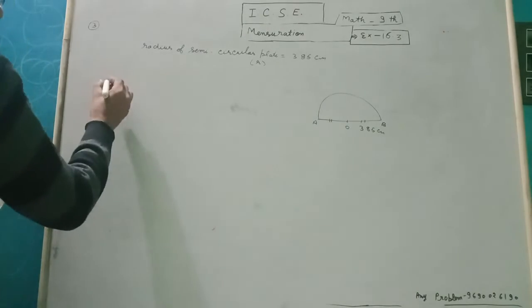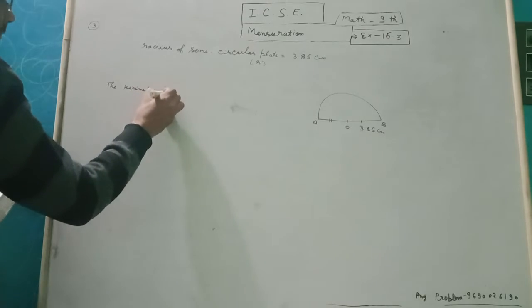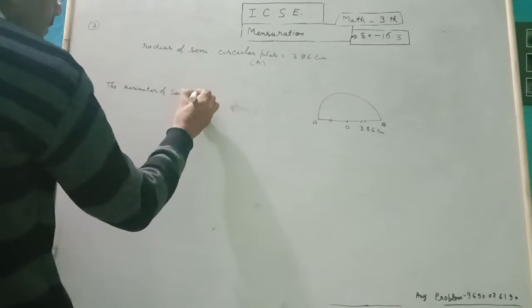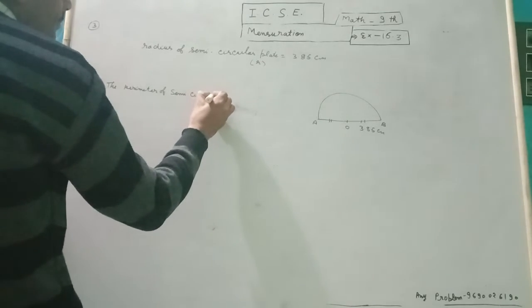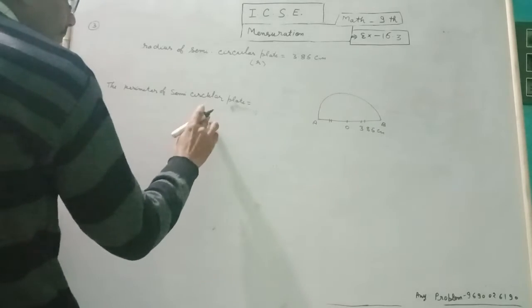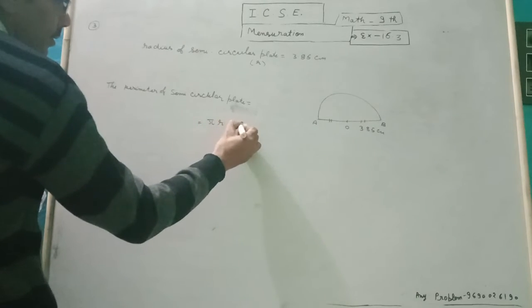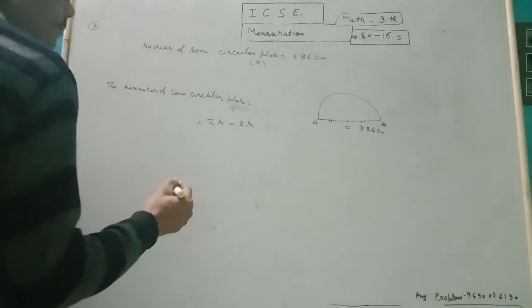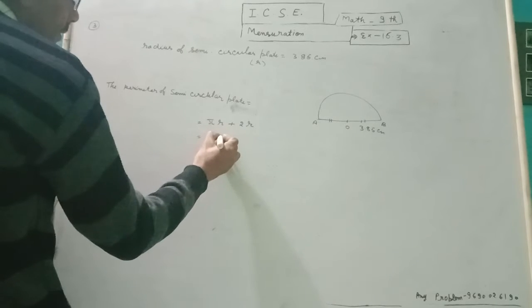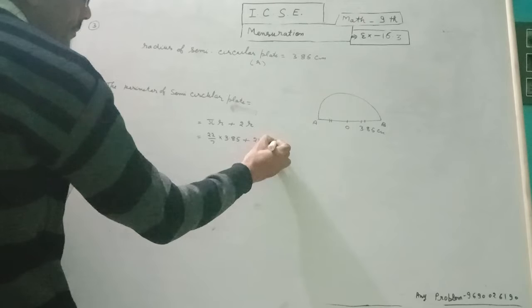We find the perimeter of the semicircular plate is equal to half perimeter of the circle, pi r plus 2r. 2r means AB. Perimeter, pi value is 22/7 into r value 3.85 plus 2 into 3.85.